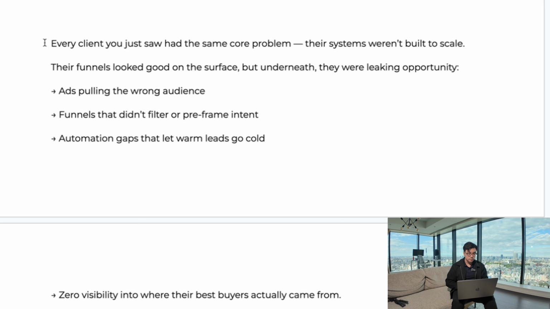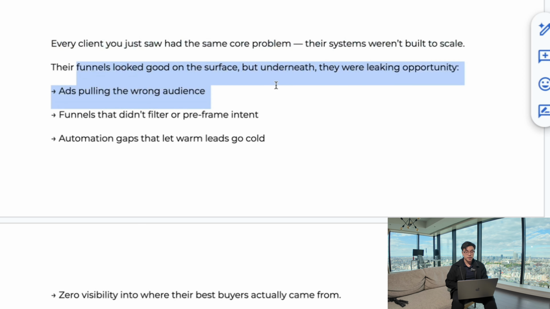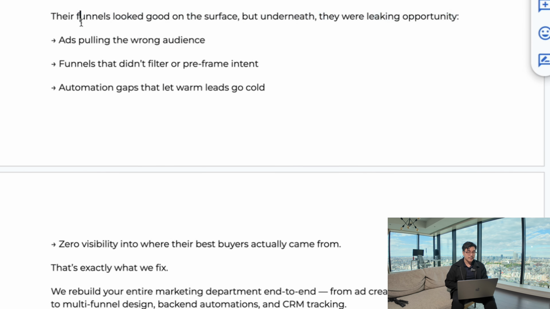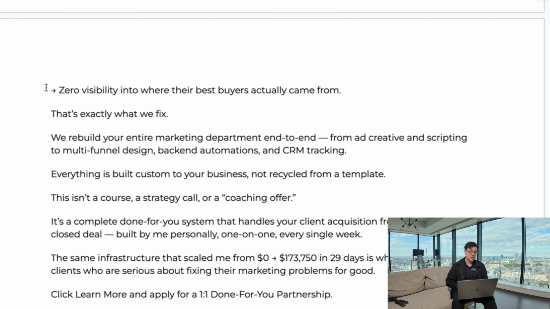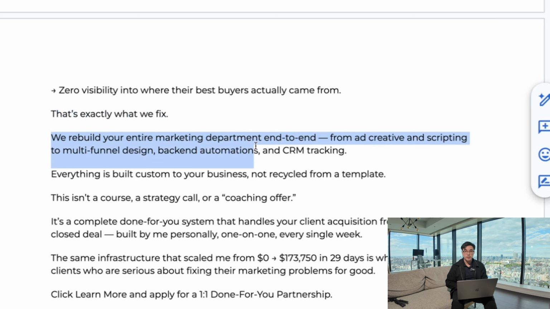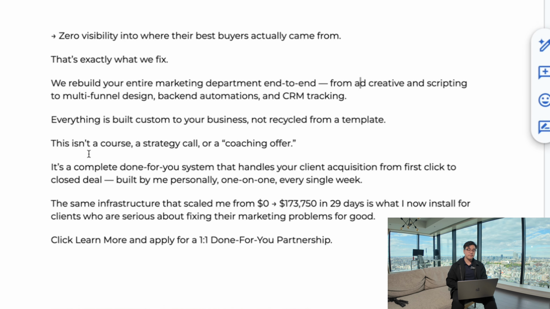Now let's go to the body. Every client you just saw had the same core problem. Their systems weren't built to scale. Their funnels look good on the surface, but underneath it, they were leaking opportunity. Ads pulling from the wrong audience, funnels that didn't filter or pre-frame intent, automation gaps that let warm leads go cold, zero visibility into where their best buyers actually came from. That's exactly what we fix. We rebuild your entire marketing department end to end, so it's a completely done-for-you system. From ad creative, scripting, multi-funnel design, backend automations, and CRM tracking. Everything is built custom to your business, not recycled from a template.